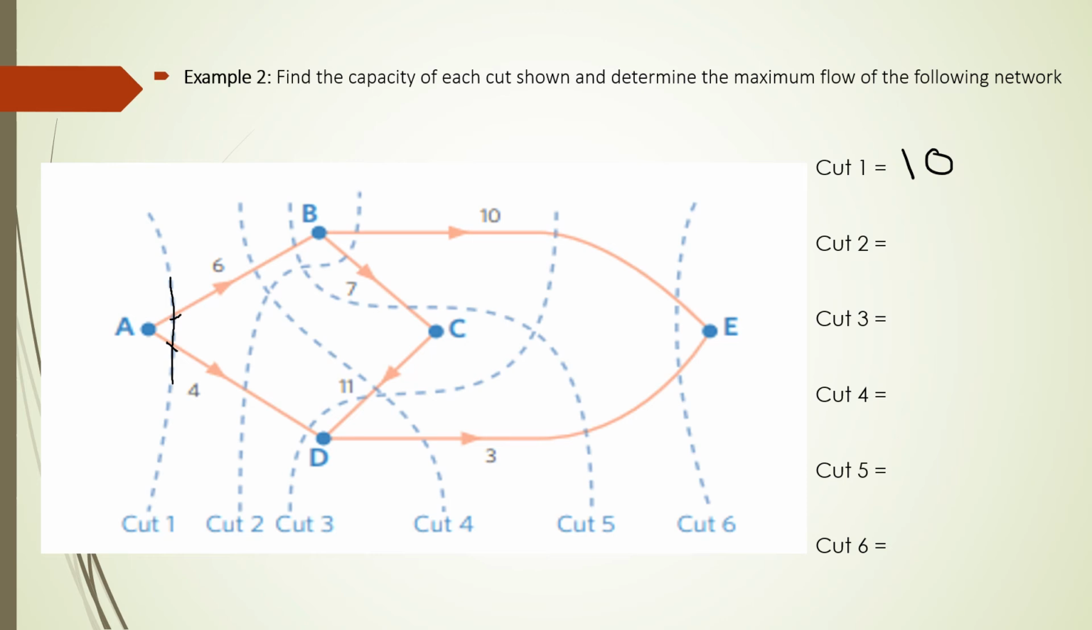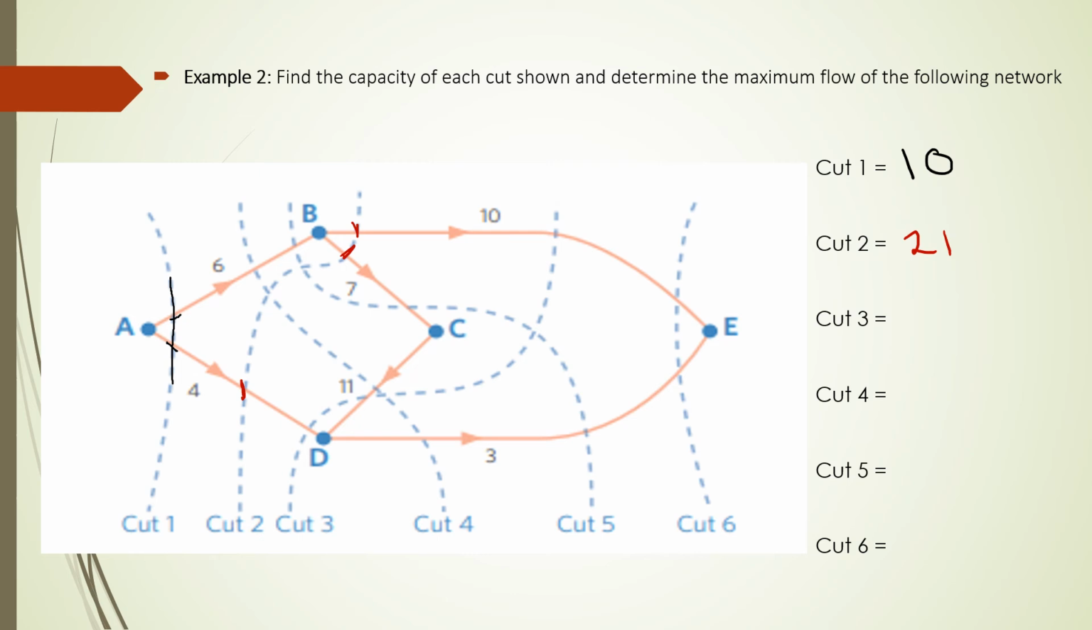Often with SAC or exam questions, you will need to draw in your own cuts and work it out. So be careful that you are cutting off all flow from source to sink. With this second one, it goes through here, here, and here. So 3 edges it goes through. First one is 4, second one is 7, third one is 10. So for a total of 21. So that's quite high capacity.